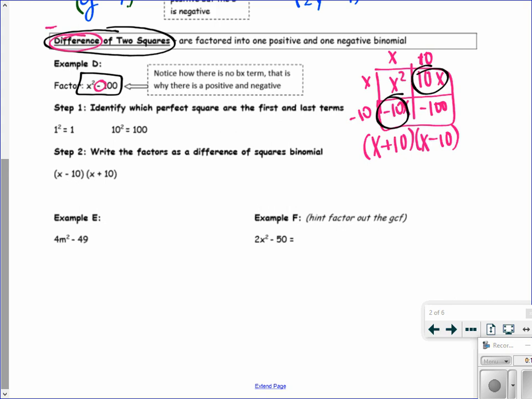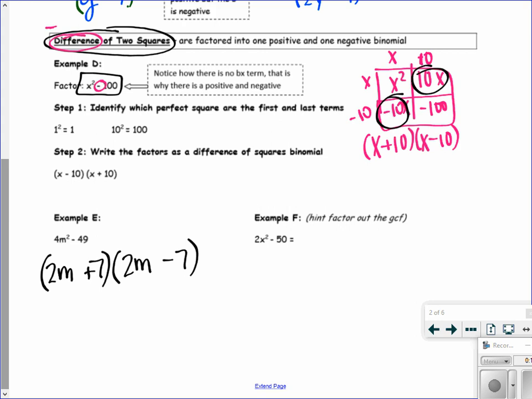Yes. Are both terms perfect squares? What's the square root of each term? 2m and 7. So you're going to have two parentheses of the exact same thing, but one has a plus sign, one has a minus sign. Okay. What about the next one? Is there a minus sign in between the two? Yeah. All right, check that box.